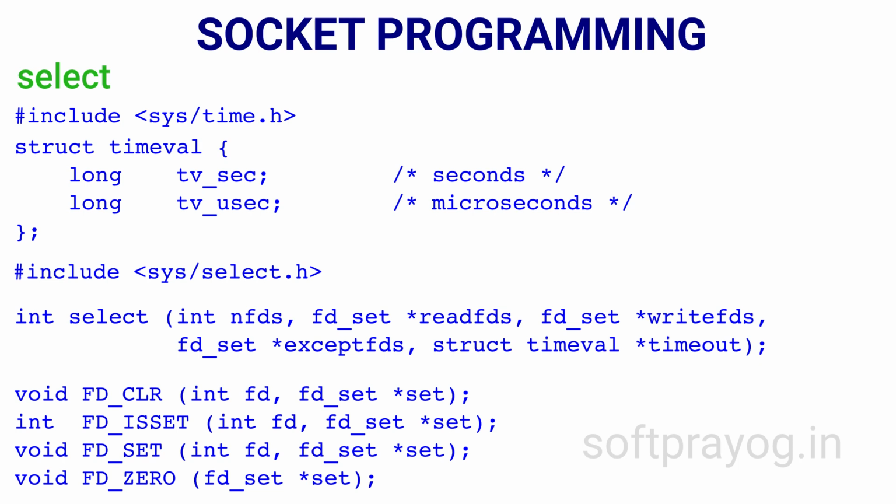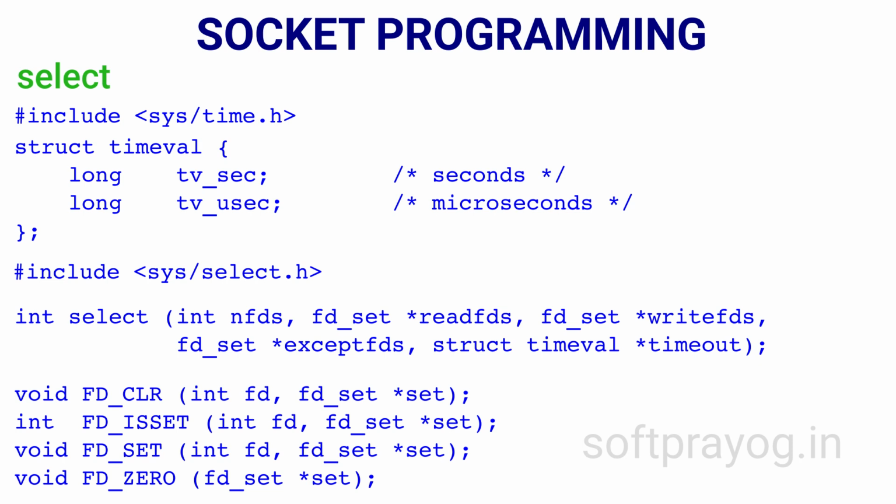The file descriptors pointed to by except FDs are monitored to see whether any of them have an exception condition. The first parameter to select, n FDs, is the largest file descriptor in the sets plus 1. The last parameter is a timeout, specified as a pointer to struct timeval.